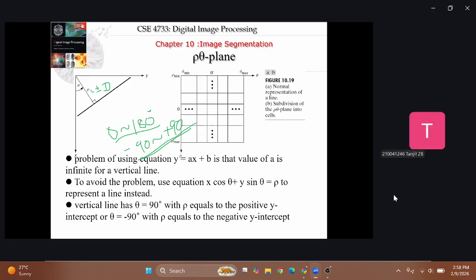Sir, I didn't get the minus 90 to plus 90. Okay, let's simplify it like this. Let me draw a white. Okay, can you see my screen? Yes, sir. Okay.